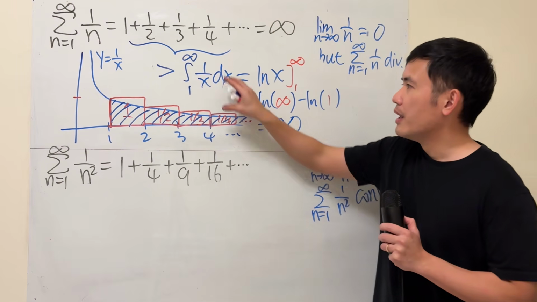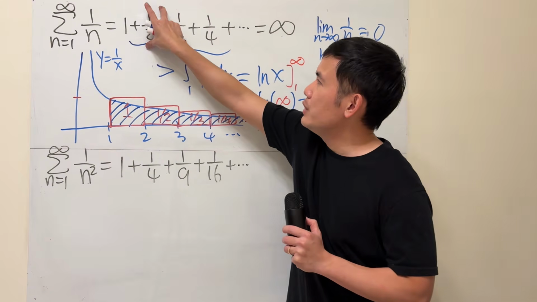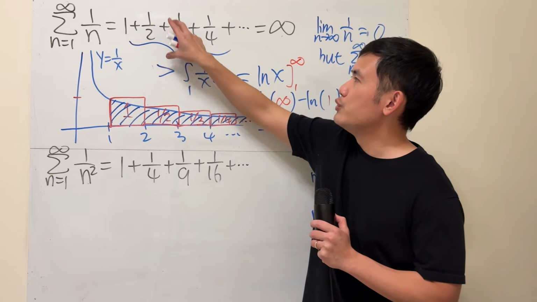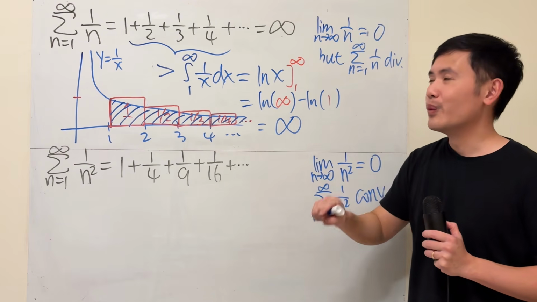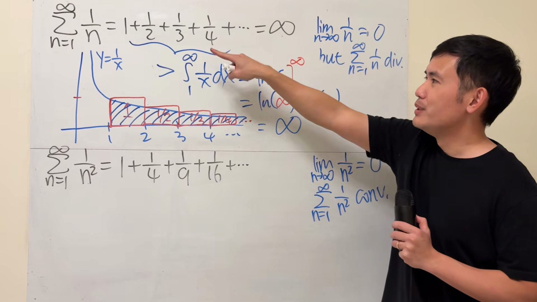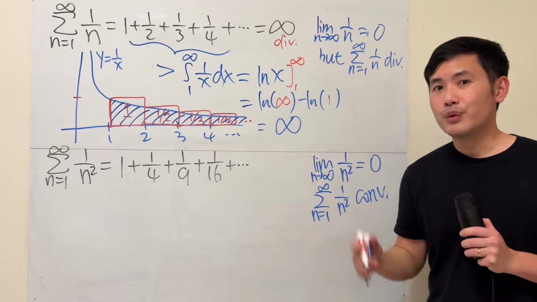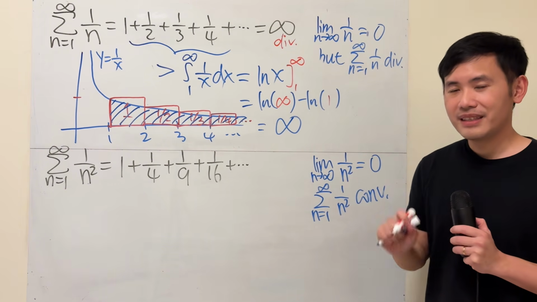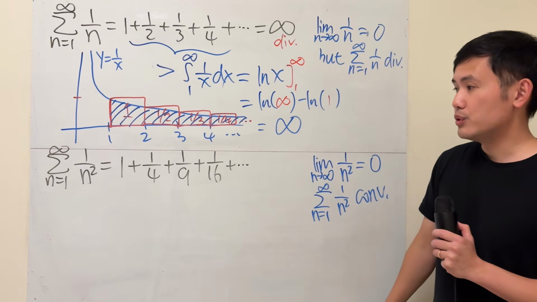Now have a look. This integral is infinity. This series is bigger than this integral, which implies that this series is bigger than infinity. So we can conclude that this series must also be infinity, which diverges. Done.